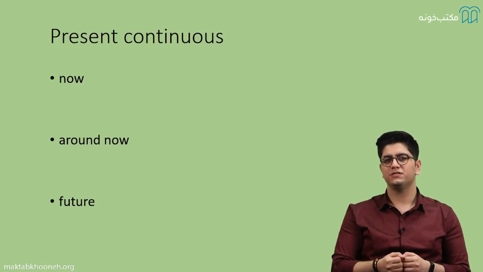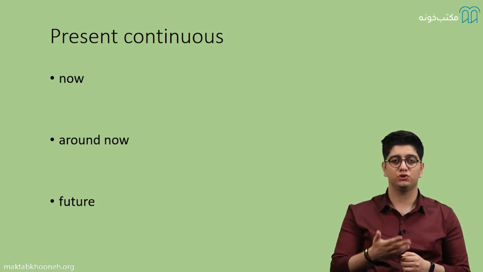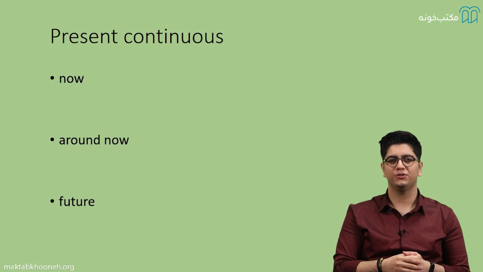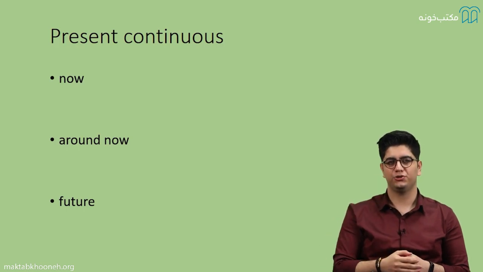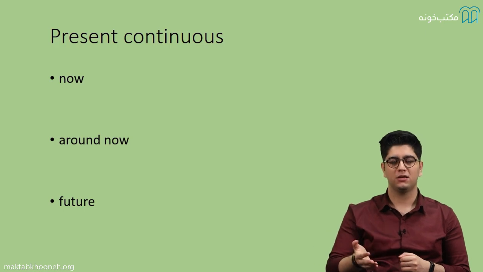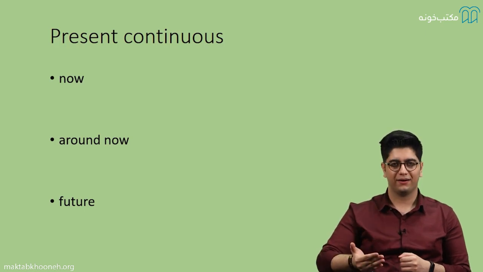Do you remember the difference between present continuous for future and to be going to for future? Think about it for a second or two. What was the difference between to be going to? For example, I'm going to get married and I'm getting married.